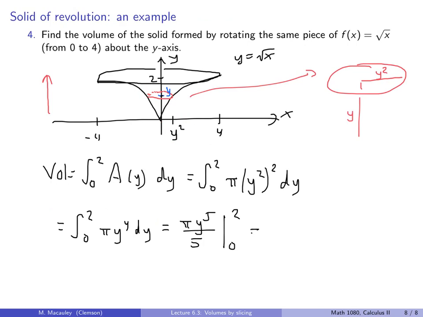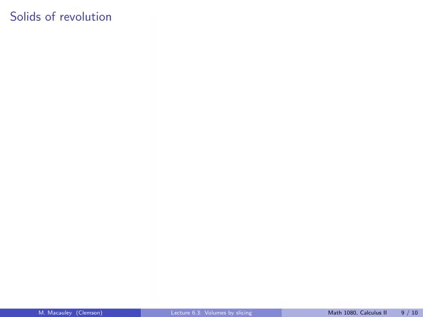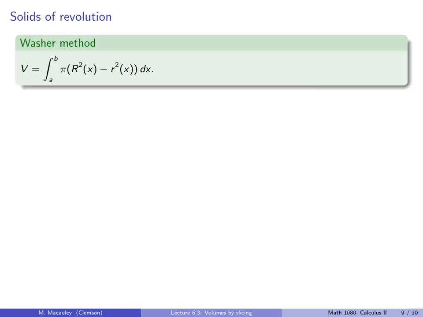Plugging in 2, we can ignore 0. We get 32 pi over 5 cubic units, and that is our final answer. Okay, we have one last method to do. It's called the washer method. So I'll give you the formula first, and then I'll show you where it comes from.